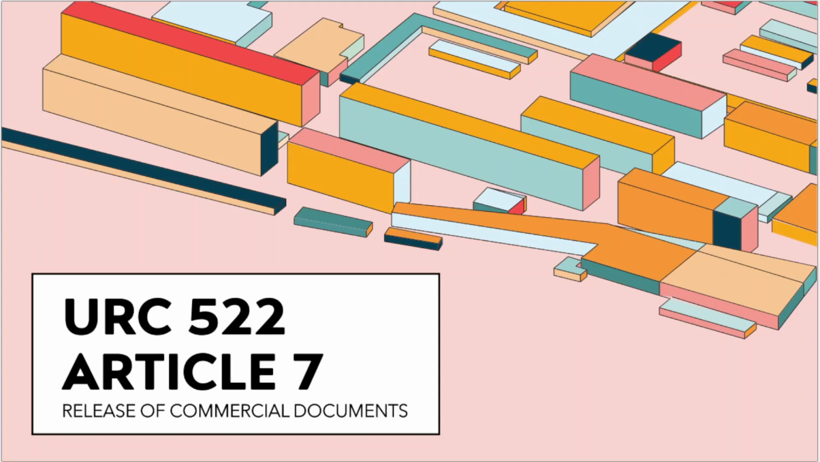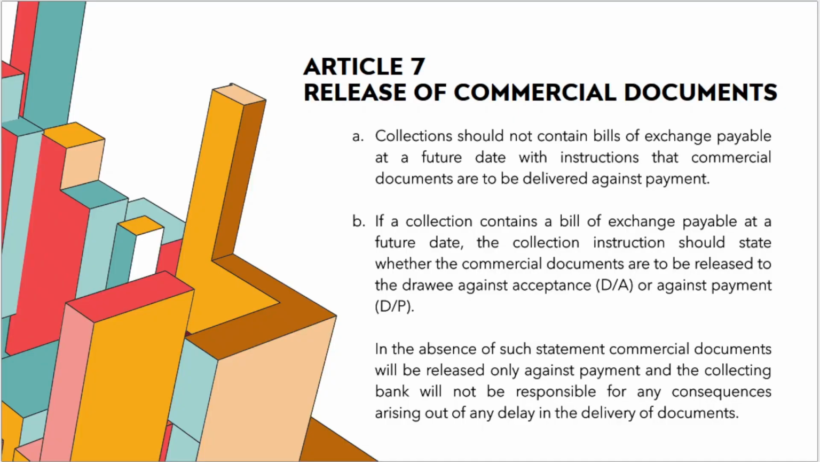Everyone. In this video, we are going to be looking at Article 7 of URC 522, which is on release of commercial documents. Now, this particular article is a little bit tricky. So, how we are going to handle it is quite different from how we used to handle all the other articles. So, first of all, let's read through this article in detail.